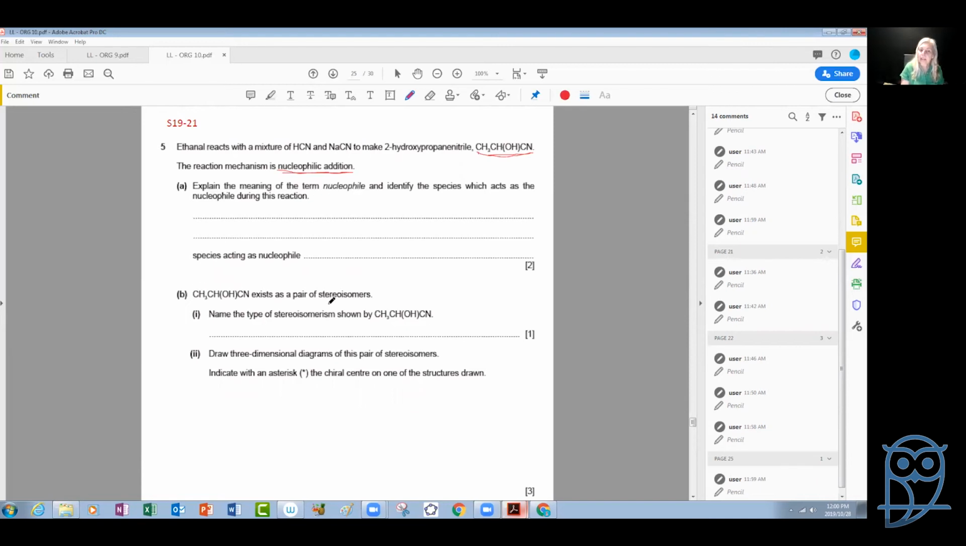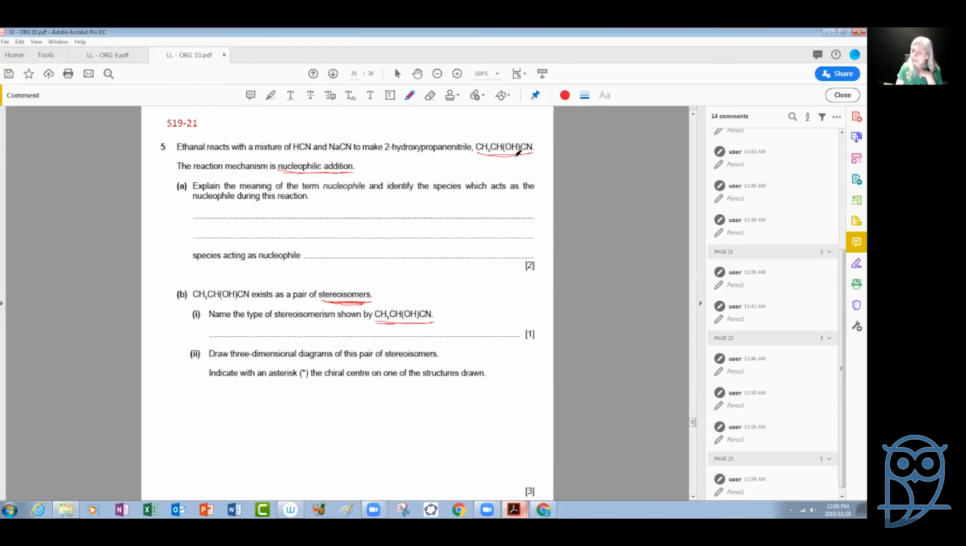And here, look at this. They ask us to name the type of stereoisomers. I don't know if you see the similarity of the question. The question sounds so much different, but it's actually exactly the same thing.